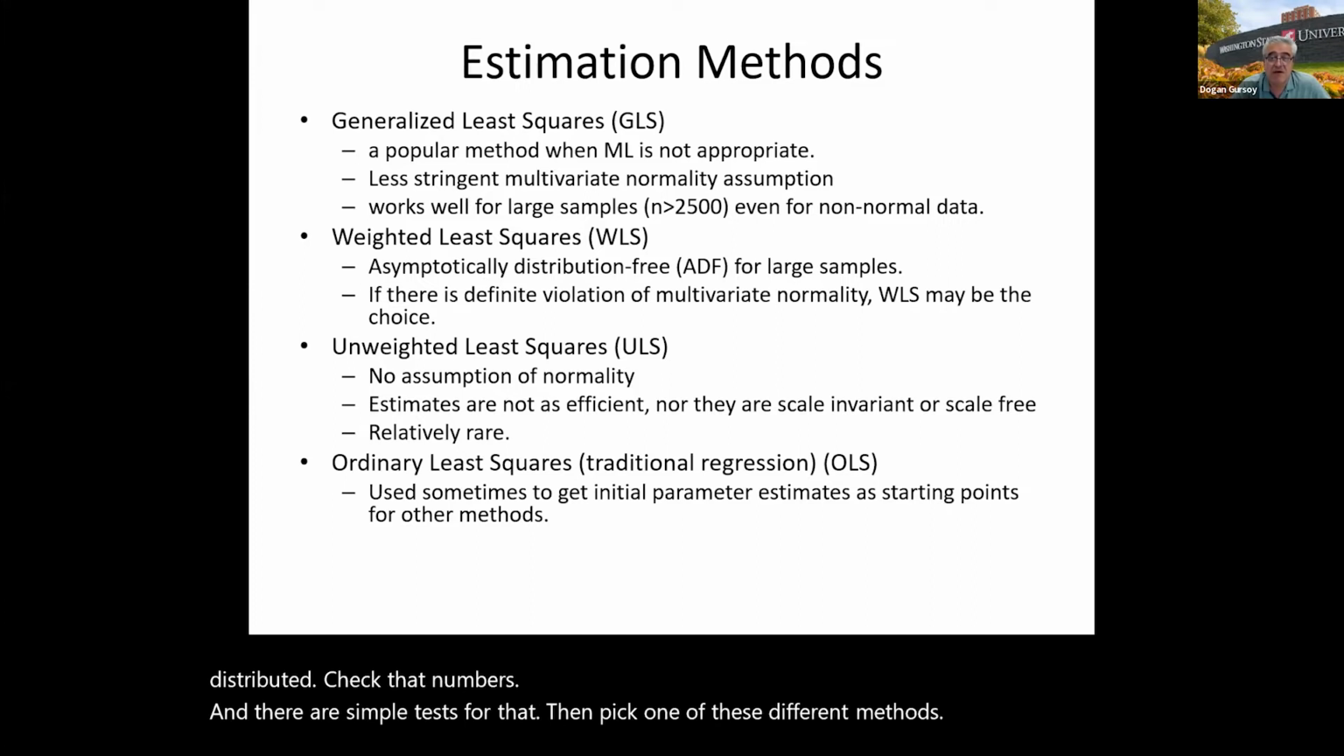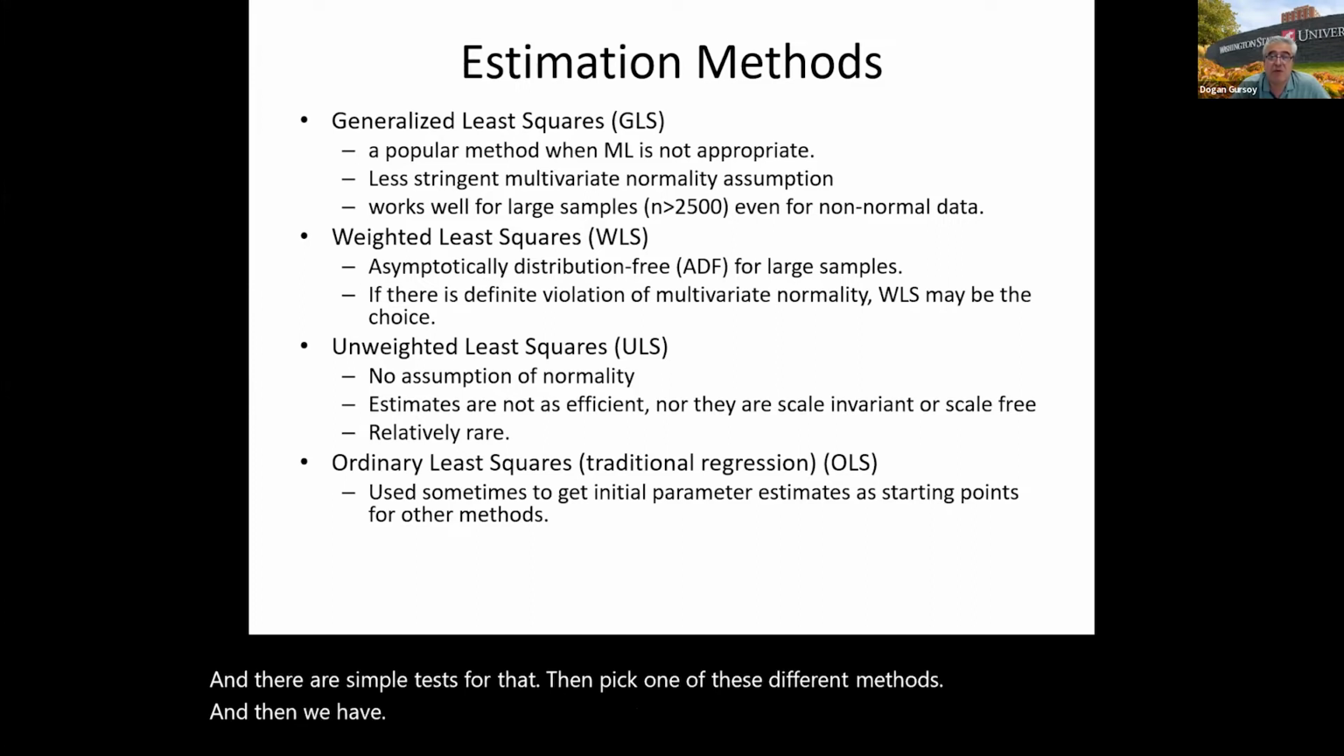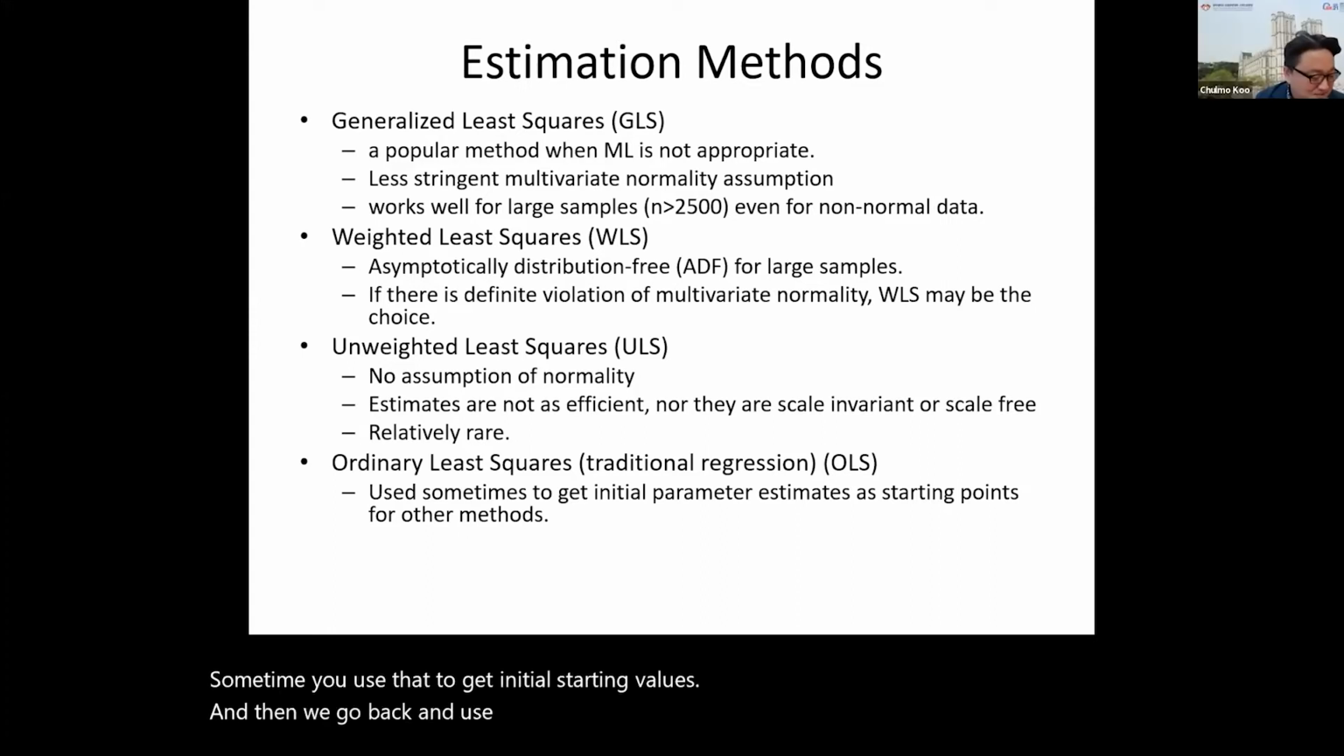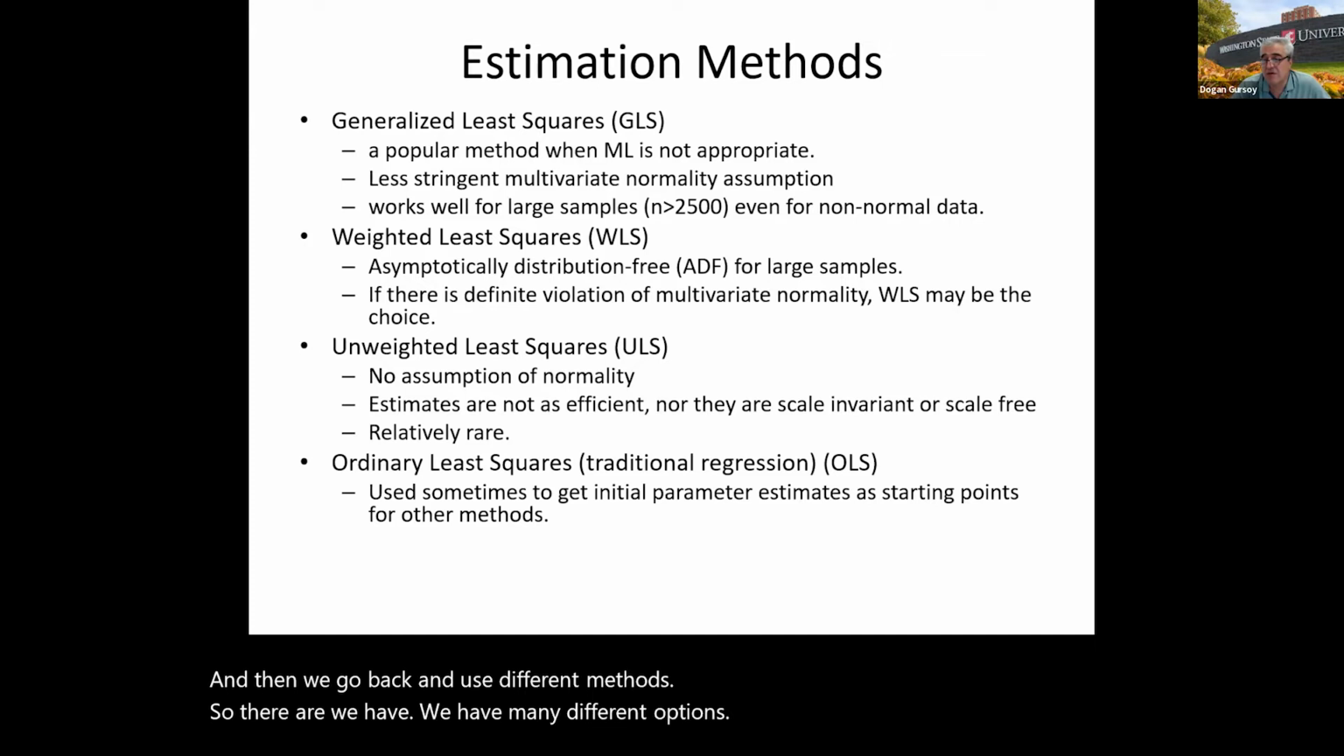And then we have ordinary least squares. Sometimes you use that to get initial starting values, and then we go back and use different methods. So we have many different options, depending on the data, depending on the sample size, depending on what you are trying to do.